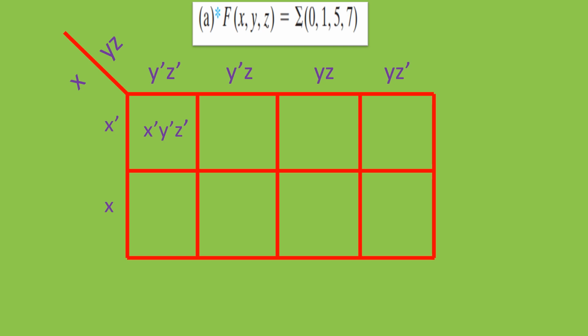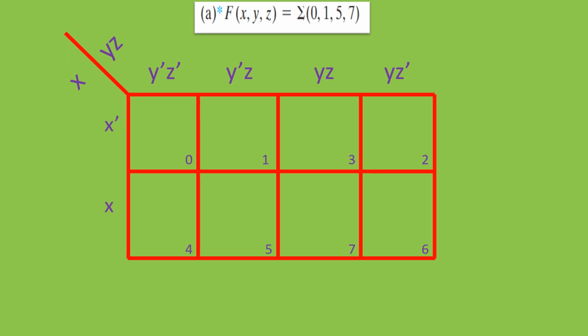The next cell represents the minterm x dash, y dash, z, and the third cell represents x dash, y, z, and this one represents x dash, y, z dash, and this cell represents x, y dash, z dash, and this one represents x, y dash, z, and this one represents x, y, z, and this represents x, y, z dash. Now instead of the minterms, we are writing the decimal equivalents for each and every cell, like 0, 1, 3, 2, 4, 5, 7, 6.